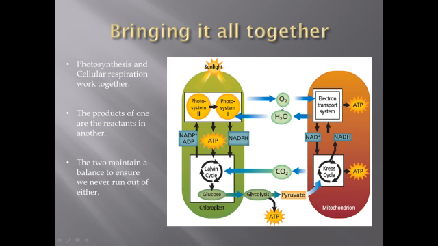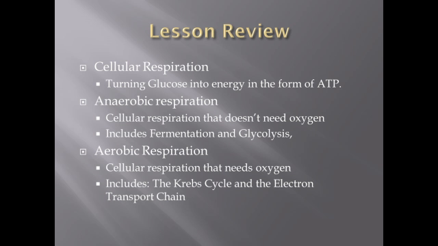It's crazy cool. Okay, lesson review. First off, cellular respiration, basically just turning glucose into energy in the form of ATP. But boy, as you already know, it's a lot more complicated than that. Anaerobic respiration is cellular respiration that doesn't need oxygen. This includes fermentation and glycolysis. Aerobic respiration is respiration that requires oxygen, and this includes the Krebs cycle and electron transport chain.